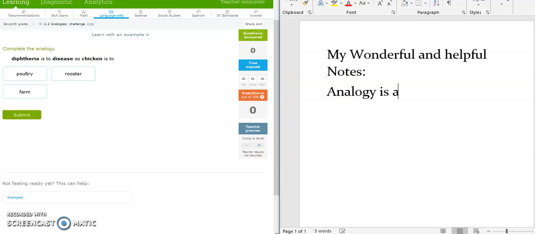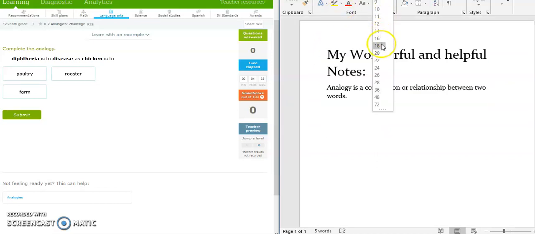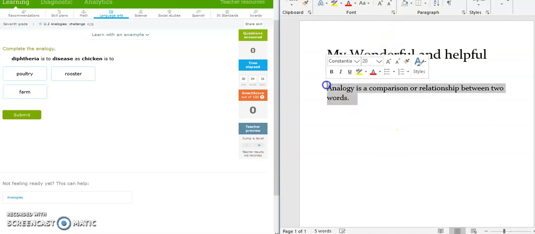an analogy is a comparison or relationship between two words. So that's what analogy is. All right. So this is what an analogy is. So this will be helpful to keep in mind as we go through this lesson.